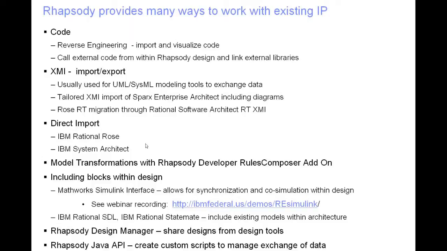So that would be in one of the base packages. XMI Toolkit is available in the Rhapsody Tools and Utilities add-on. So that's part of that add-on. The importing of ROWS and Architect are in all the base editions of Rhapsody. So you just need an edition of Rhapsody. Rules Composer is itself an add-on, and we'll talk about it later. The MathWorks interface is part of the Tools and Utilities add-on as well. And then Design Manager would also be a separate product.